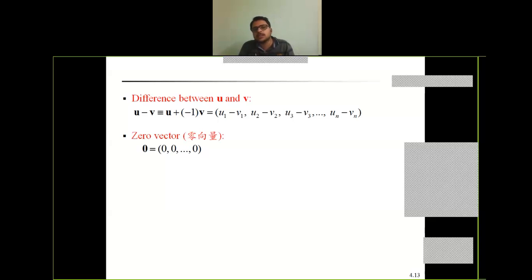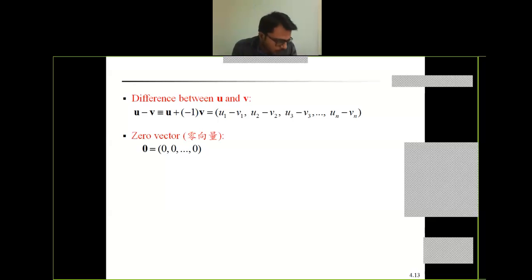This is the difference operation, that is the difference between u and v, and it is given by u1 minus v1, u2 minus v2, up to un minus vn.